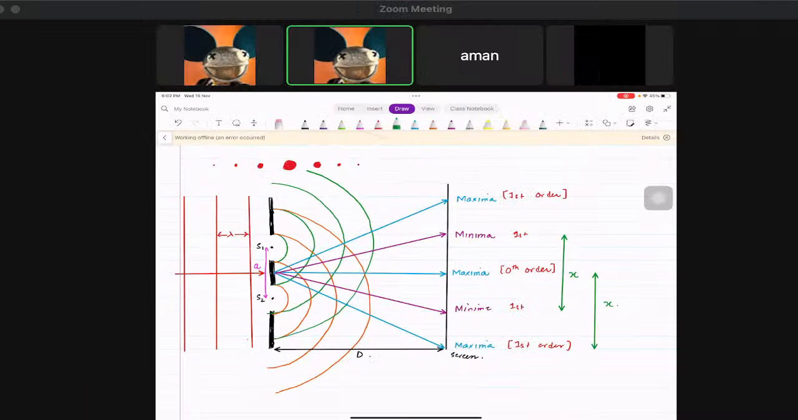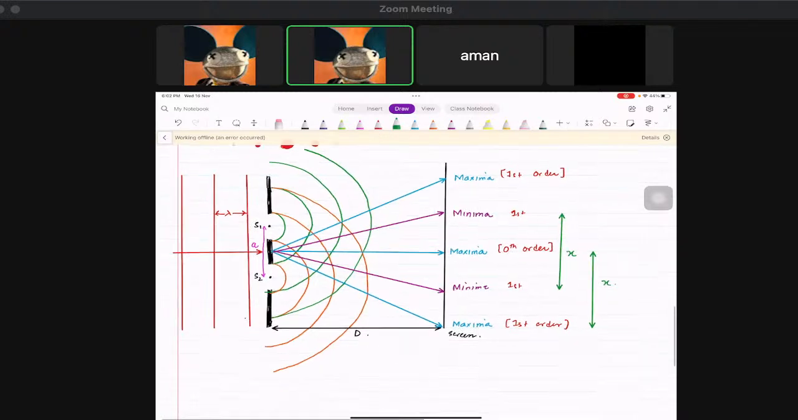So now, I'm just going to write down what we basically mean. What are these symbols for? And then we're going to continue in the next class. So this lambda is the wavelength in this diagram. A is called the slit separation. It is between those.